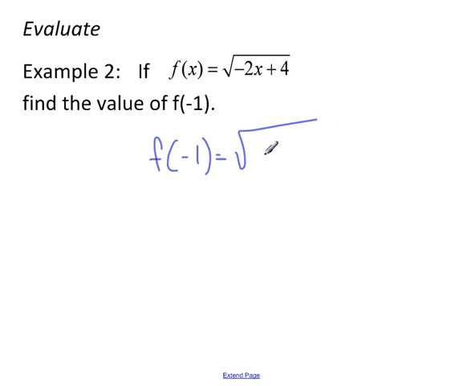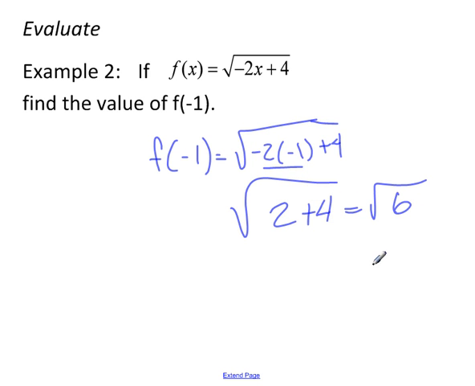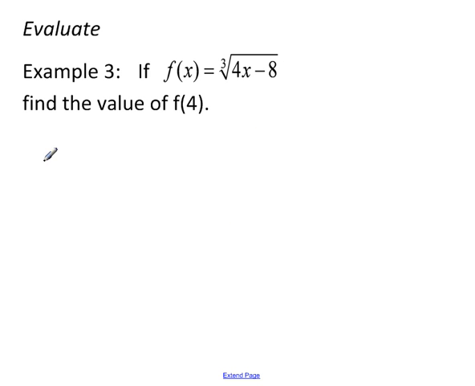So here we're going to plug in a negative 1, so negative 2 times negative 1 plus 4. Our negative 2 times negative 1 is going to come out to be a positive 2 plus 4, which makes square root of 6. And if you know how to simplify the square root of 6, go ahead. I don't, so I'm going to leave it alone.